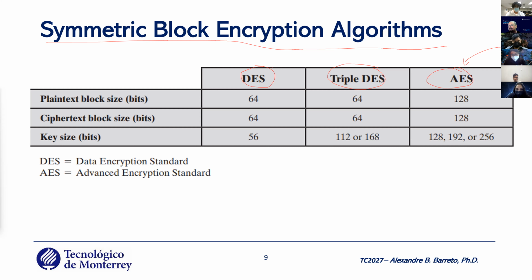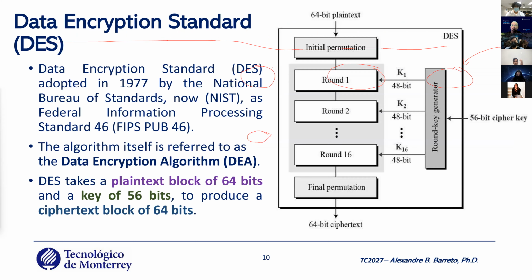But DES and triple DES use the Feistel model, okay? And the DES uses 64 bits of plain text. The cipher block is 64, and the key size is 56, okay? And the triple DES, you have a 64 plain text, 64 cipher text, and you can use a key with 112 or 168, okay? And the AES I will explain later, okay? So, the DES is the first.